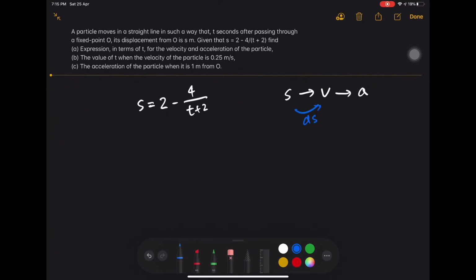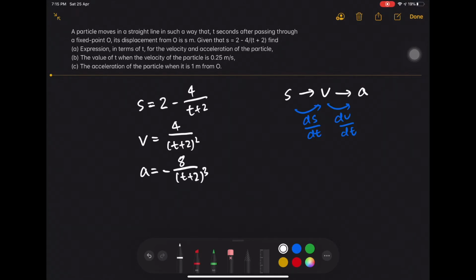We have to differentiate ds over dt, and then differentiate dv over dt to get our acceleration. So we just have to differentiate this. When you differentiate your displacement, you're going to get 4 over (t plus 2) squared. And when you differentiate our velocity, you're going to get our acceleration to be this. How are we going to do that? We're going to apply the chain rule here, from displacement to velocity and from velocity to acceleration.